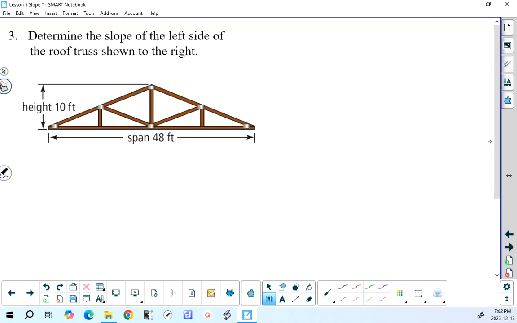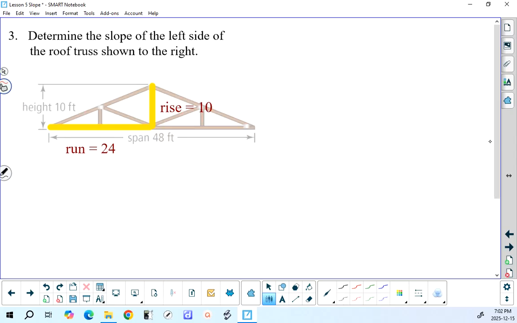Number 3, determine the slope of the left side of the roof truss shown. Well, you need a triangle. I've drawn the triangle now. I can see the rise is 10 because the height of this roof truss is 10. And the run is 24 because that roof truss is symmetrical. I guess it doesn't say it's symmetrical, but we assume it is. This is really almost embarrassingly simple, this question, when you look at it in the right way. The slope is going to be 10 over 24, which reduces down to 5 over 12.